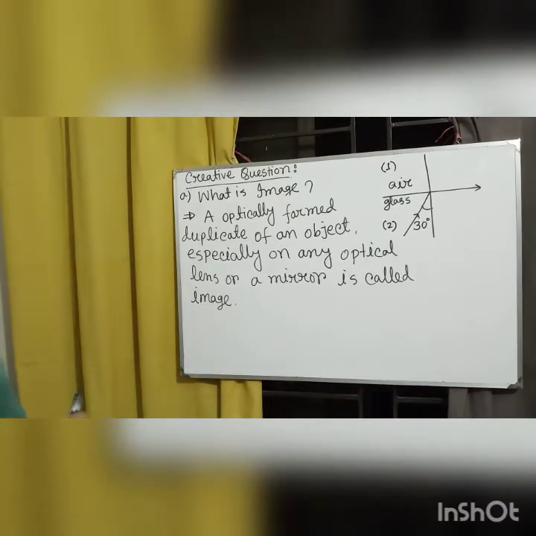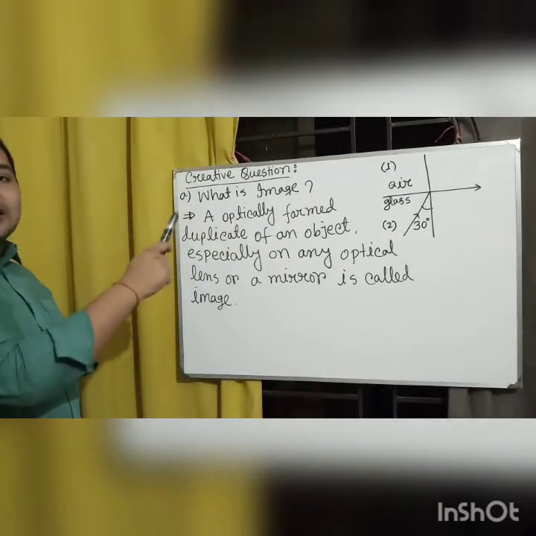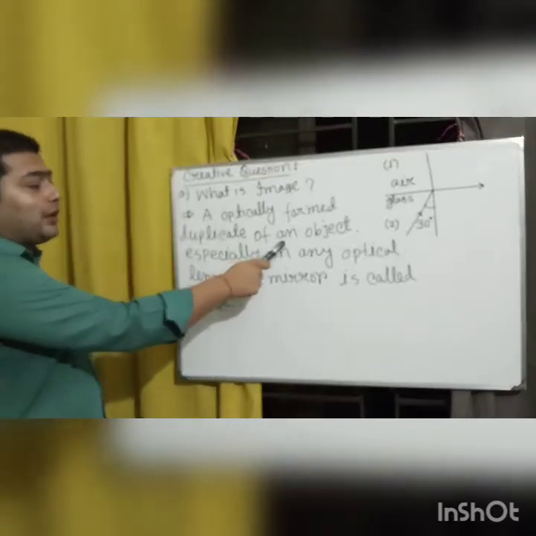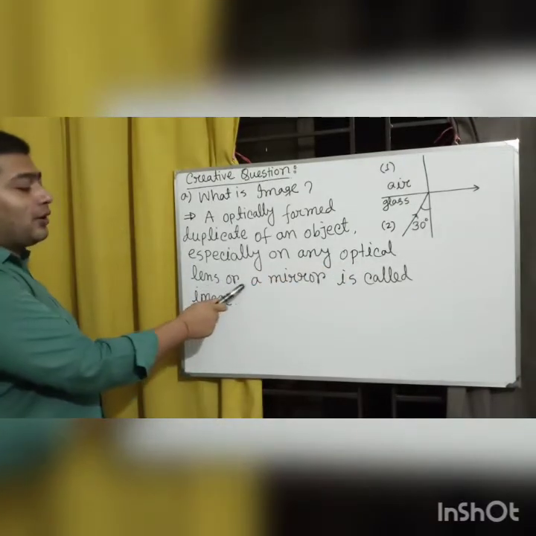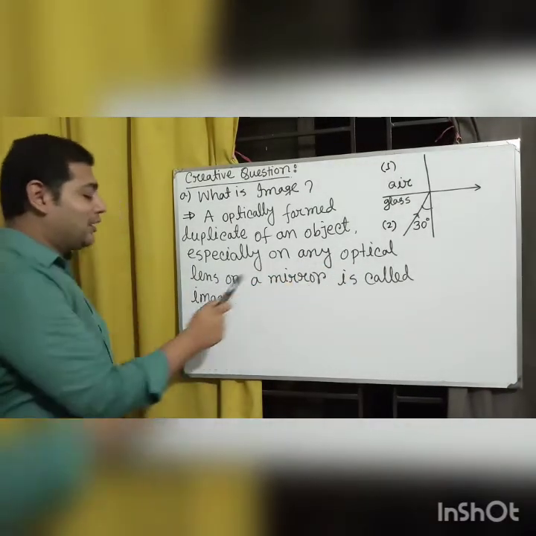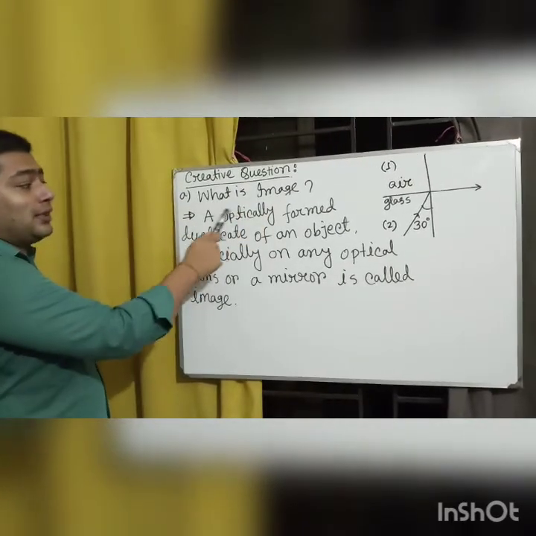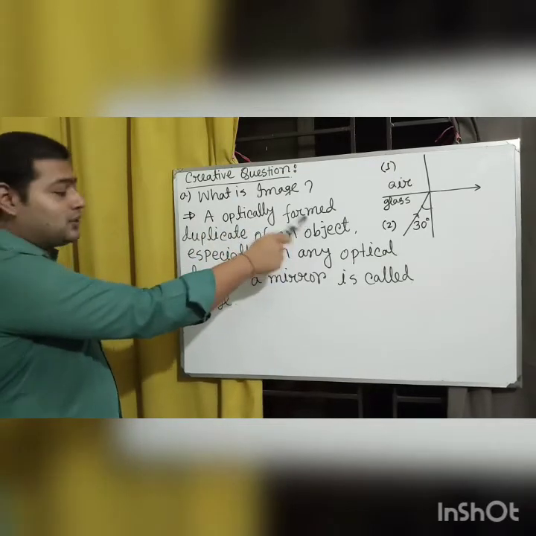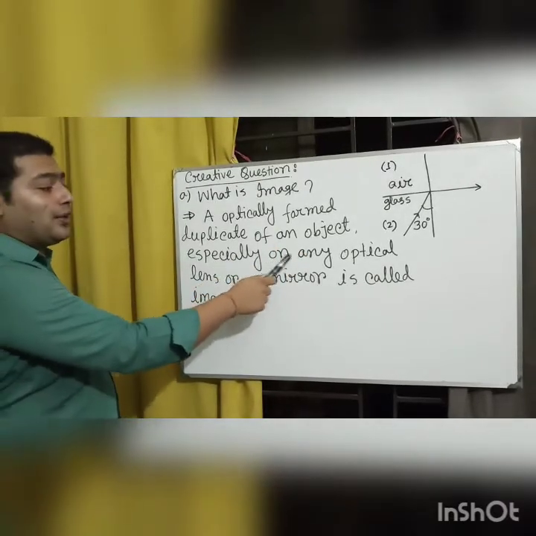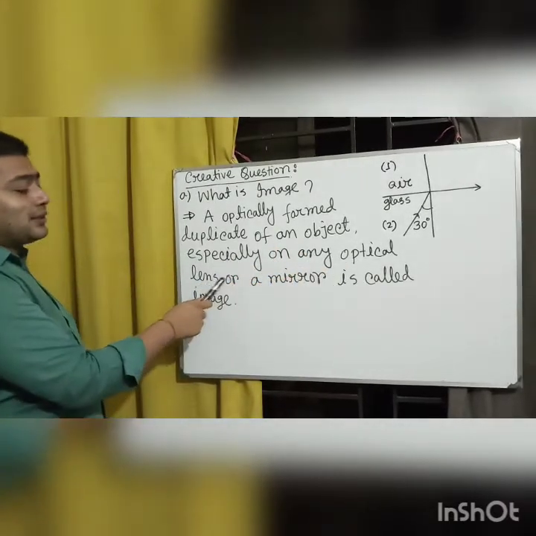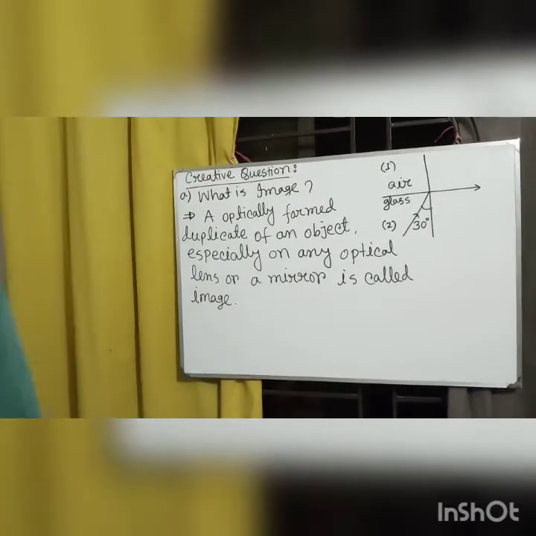So our question is, what is image? An optically formed duplicate of an object, especially on any optical lens or a mirror, is called image.